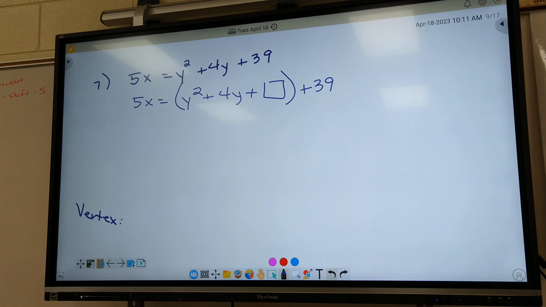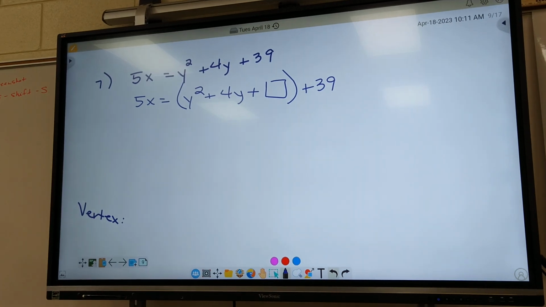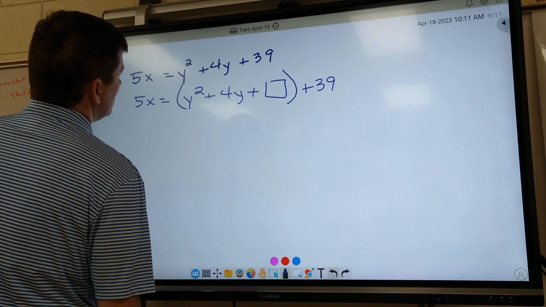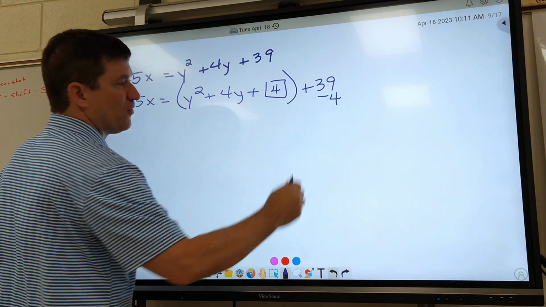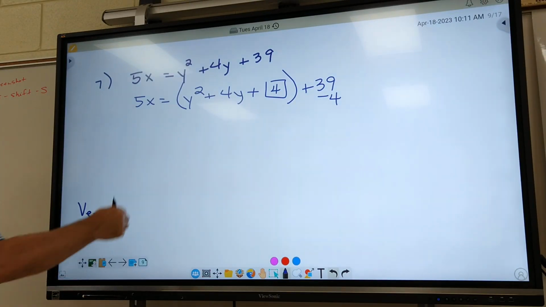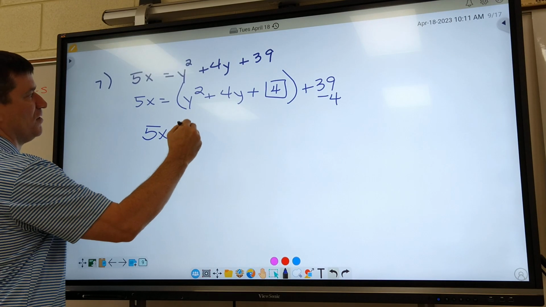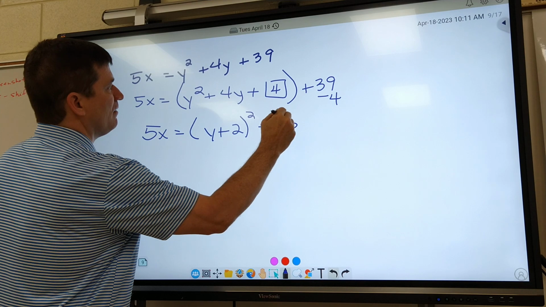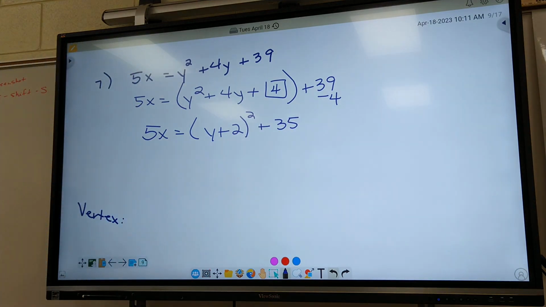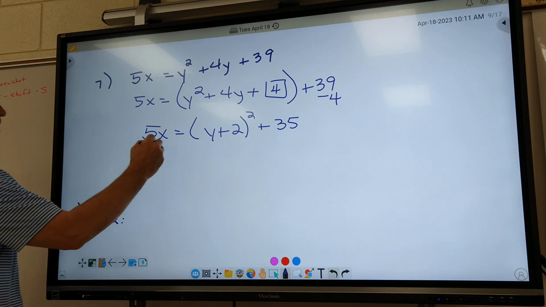Fill in the box. See how far you can go. So Matthew, what goes in the box? 2, 4. Plus 4 here, minus 4 there, right? Okay. Leave your 5x over here. I got y plus 2 squared plus 35. Check that, make sure I didn't make any mistakes. Good. Now, we're going to divide everything by 5, just like this.